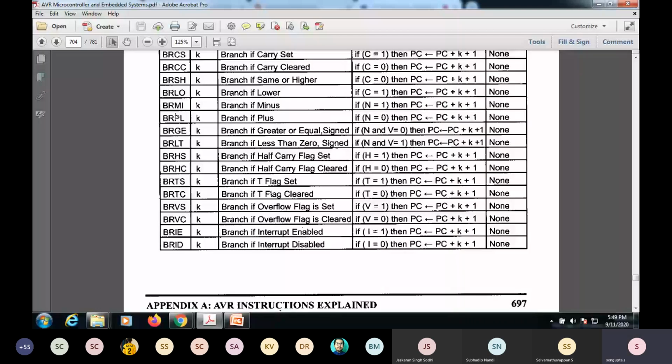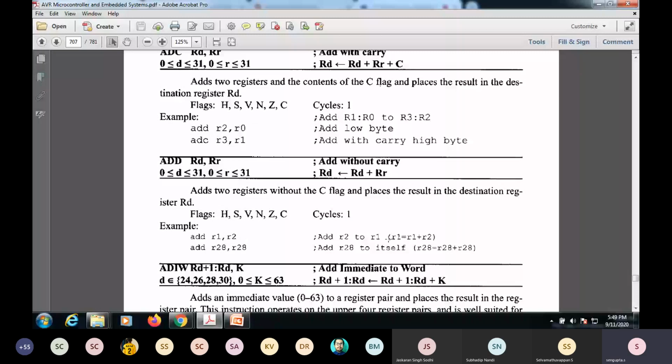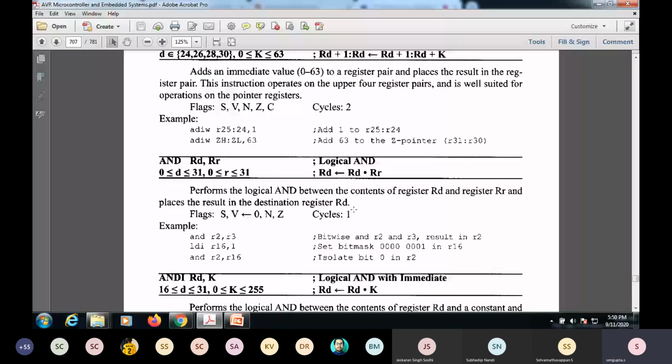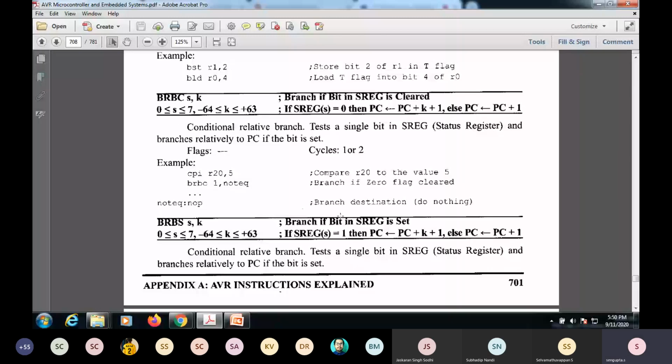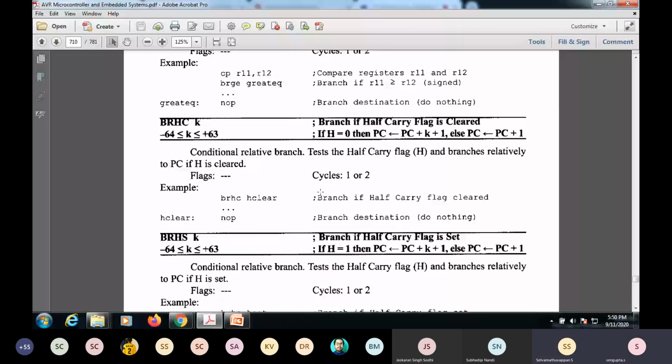Here it is written, right? See, the add instruction format, it takes 1 or 2 cycles. Then the AND operation takes 1 cycle. The branch takes 1 or 2 cycles. So you can go through this appendix.